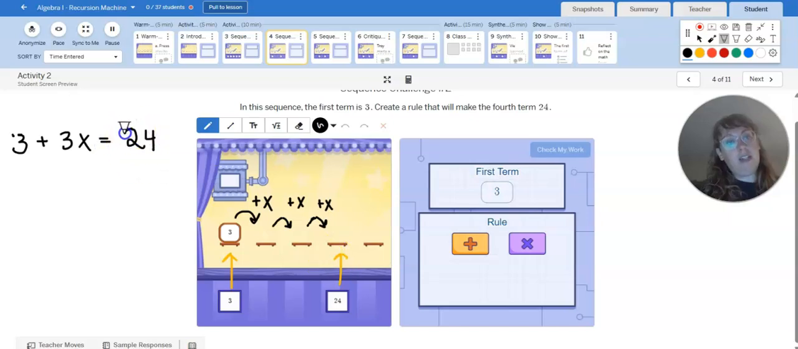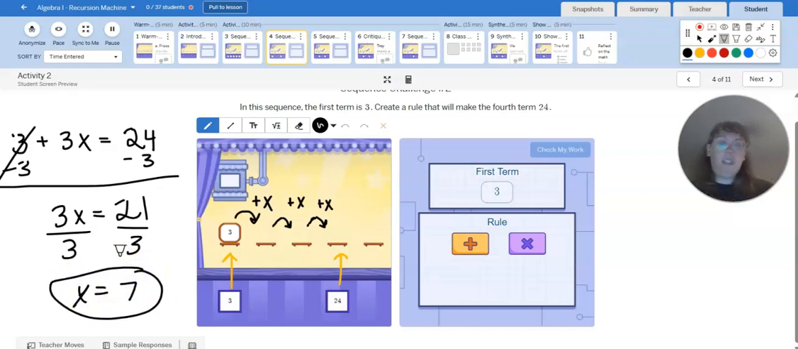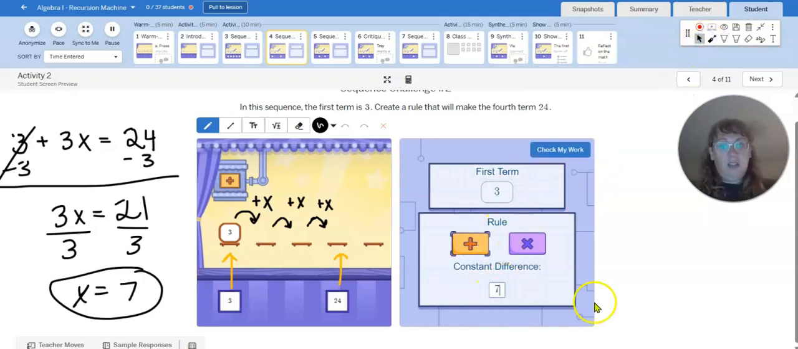So we can make ourselves a little equation. Now, to solve this equation, we want to get x alone. So we can subtract 3 on both sides. 3 minus 3 is 0. And then we have 3x equals 21. Divide both sides by 3. And we get x equals 7. Which means each time, if we add 7, we should get to 24.